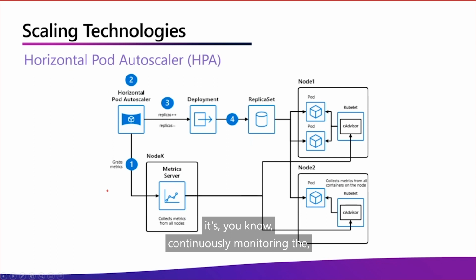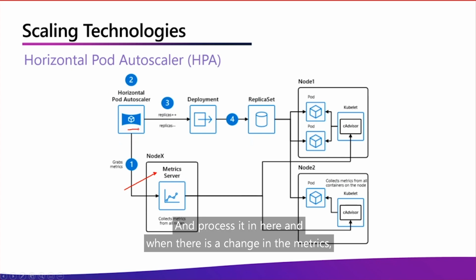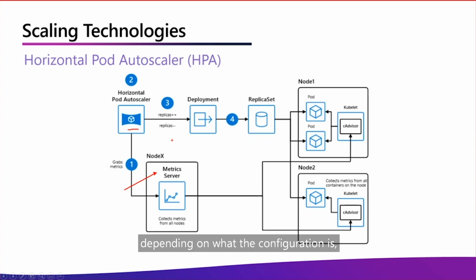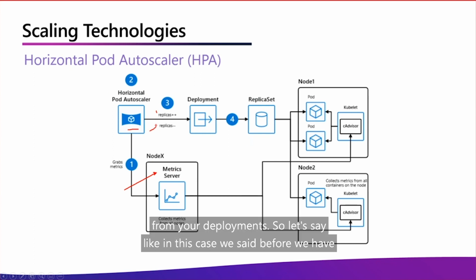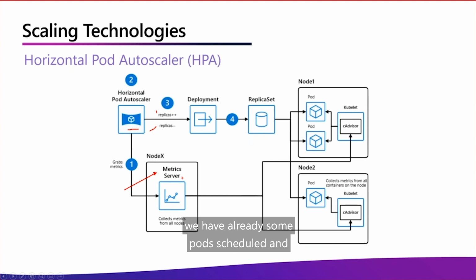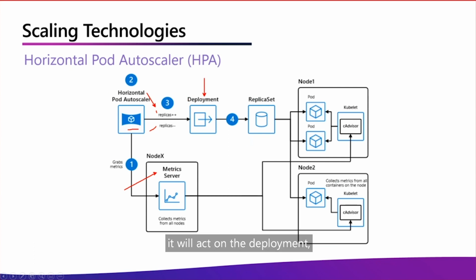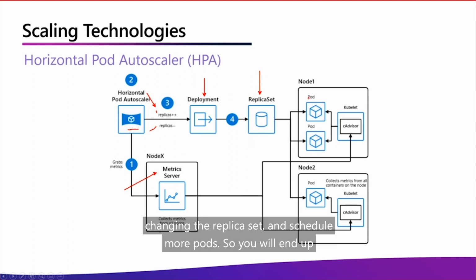Because what it does is continuously monitor the server and its metrics and process them. And when there is a change in the metrics, depending on the configuration, it can add or remove instances or replicas from your deployments. So let's say, like in the case we said before, we have new orders coming in that we need to process. Most likely, we already have some pods scheduled, and those are not able to keep up with the additional work. So the horizontal pod autoscaler will notice that and will try to increase the number of replicas. It will act on the deployment, changing the replica set and scheduling more pods.